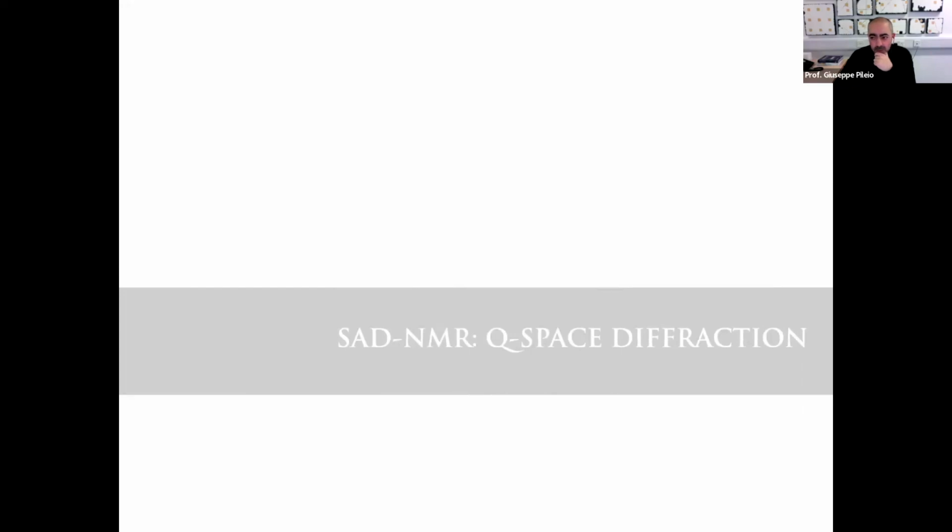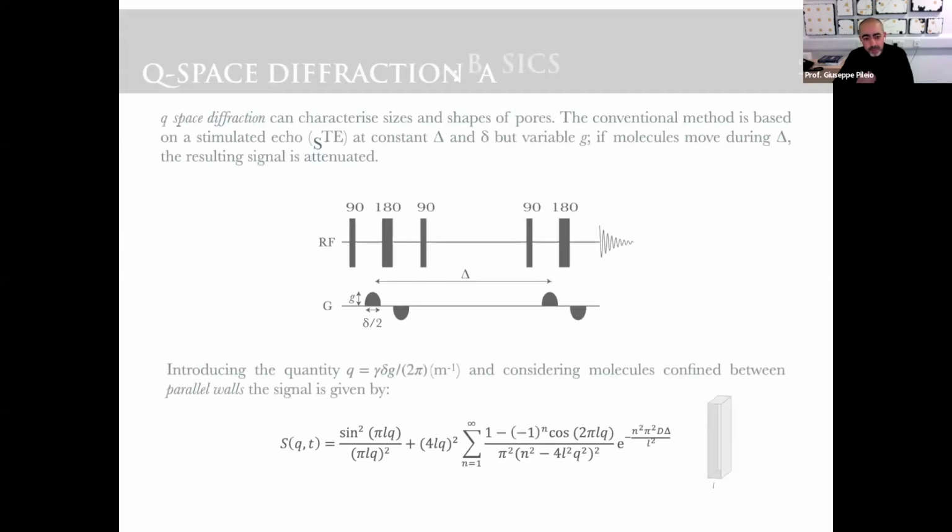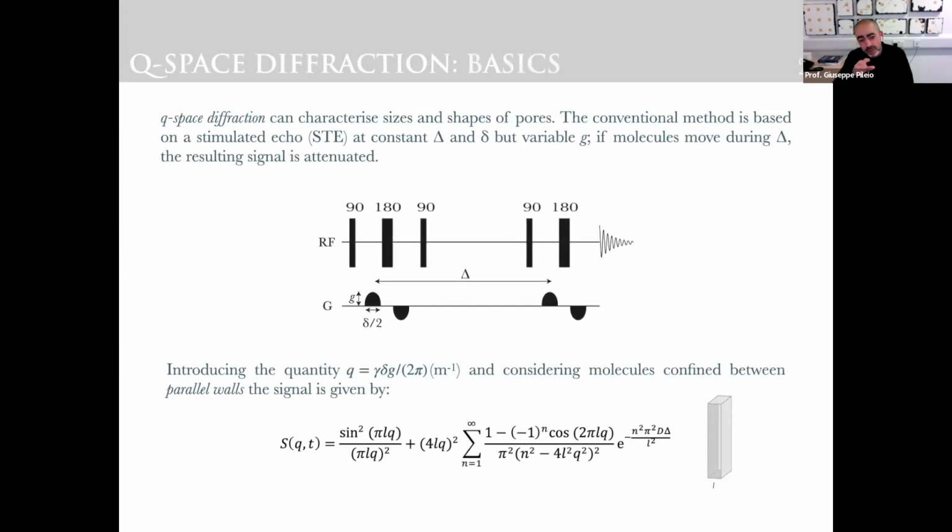On this note, another interesting application came as a suggestion originally from William Price in Sydney, Australia, and then we teamed up with William. We did something together as well in terms of Q-space diffraction. Q-space diffraction is a technique in which diffusion experiments are used to figure out geometrical information about pore sizes or similar.